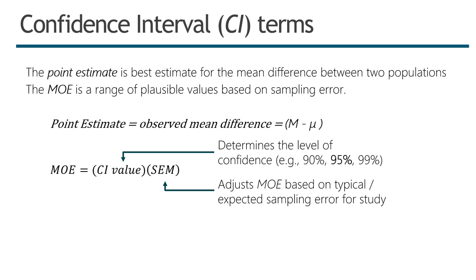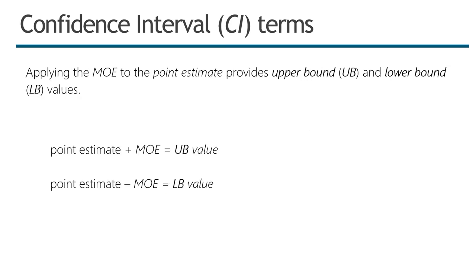The margin of error is going to be computed using two terms. The CI value, which again is determined by the level of confidence or precision you want your estimate to have, and then the amount of sampling error that is expected in that study. By applying the margin of error to the point estimate, you'll get the upper bound and the lower bound of the confidence interval. Simply add the margin of error to the point estimate to get the upper bound, and then subtract the margin of error from the point estimate to get the lower bound.